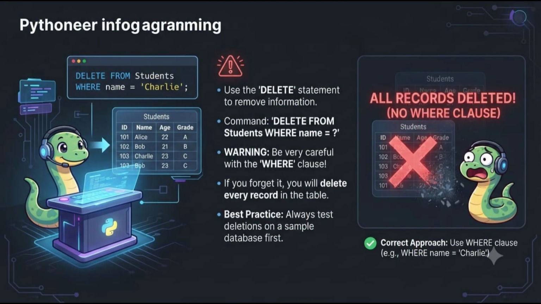Sometimes you need to remove information. The DELETE statement is used for this. The command is DELETE FROM students WHERE name equals a placeholder. Just like before, be very careful with the WHERE clause. If you forget it, you will delete every record in the table. Always test your deletions on a sample database first.